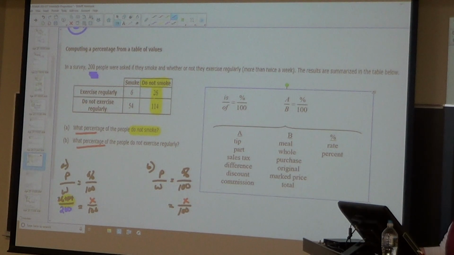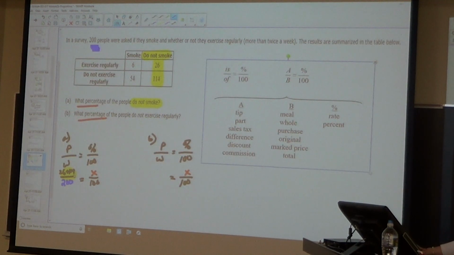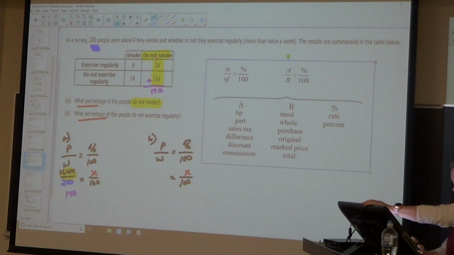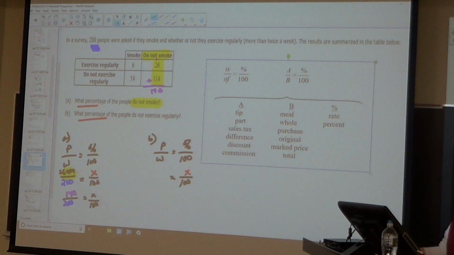You with me? So my part is going to be the 26 plus 114. So if I add both of those up, that's 140 over the 200, which was everybody I surveyed, equals X over 100. And then I do my cross multiplication. Now, for Part B, this time I'm looking for people who do not exercise regularly.